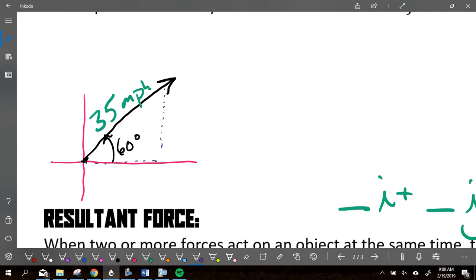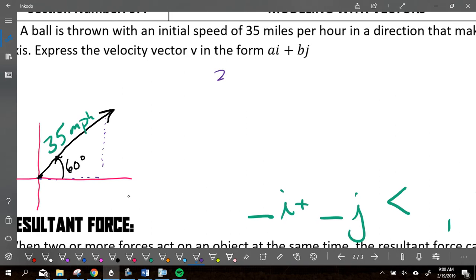We can use our x, y, and r stuff like we've always been using. So to find our x value, we take our magnitude, that force of 35 miles per hour, and multiply that by cosine of 60 degrees. Think of this as polar. We just did this in polar. In polar, it was x equals r cosine theta. It's the same concept, but instead of r, we're talking about a magnitude. Don't let that confuse you. So it's x equals 35 times cosine of 60.